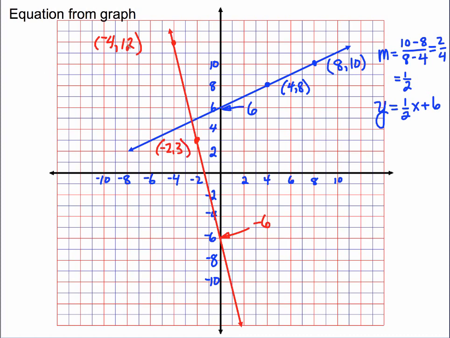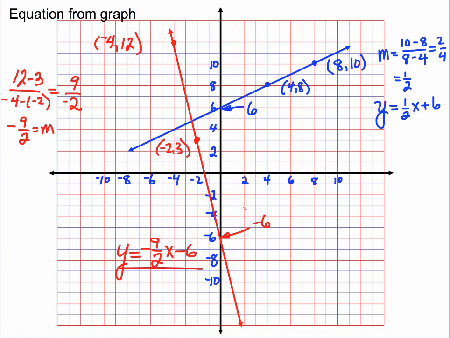So we can compute the slope as 12 minus 3 divided by -4 minus -2, and this is equal to 12 minus 3 is 9. -4 minus -2, that's like -4 plus 2, that's -2. So the slope is -9/2. And we have the y-intercept, which is -6. So the equation for this line is going to be y equals -9/2 x minus 6.